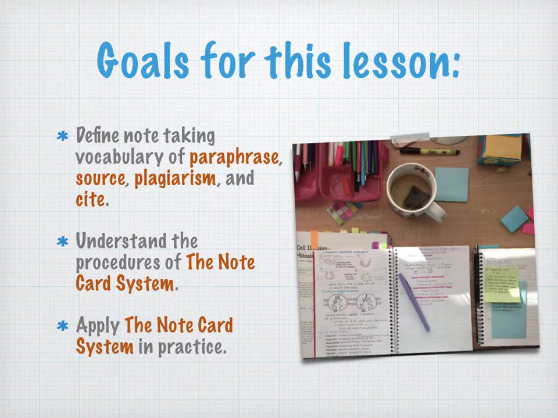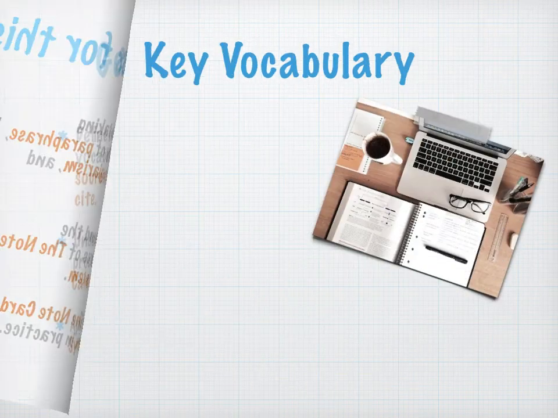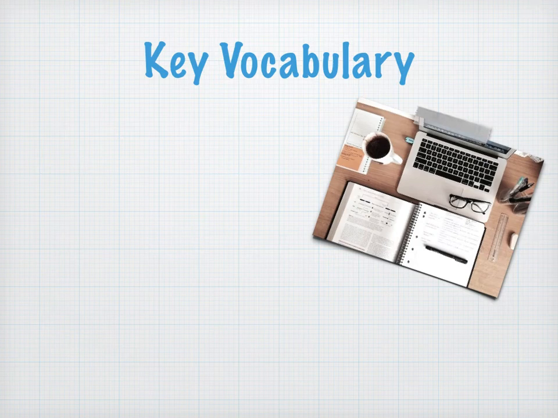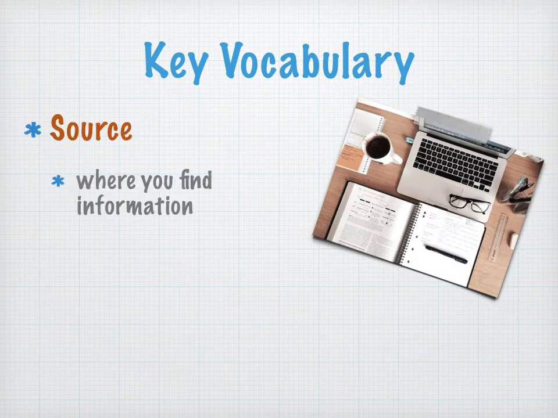Then, once we've learned about the note card system, which is a type of note taking, we're going to practice it. So, here is our first example of a vocabulary word related to note taking. The first one is source.